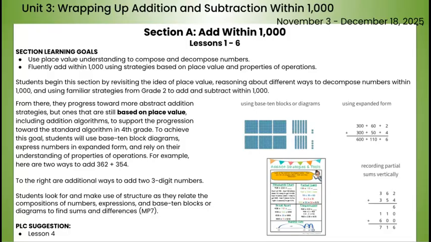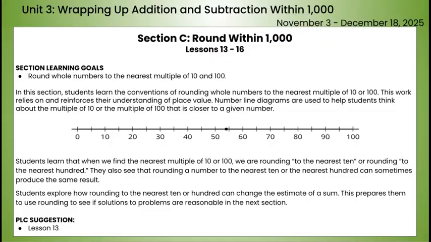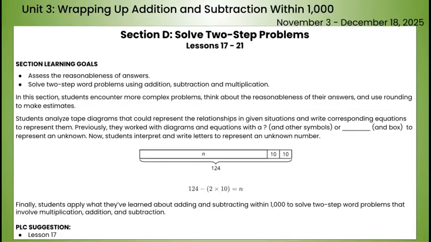Here's the summary for Section A, in which all of the lessons teach addition. The Section B summary highlights subtraction strategies. The Section C summary briefly explains how rounding will be used as an estimation strategy to support sense making as well as adding and subtracting within 1,000 during the unit, while Section D highlights what to expect during instruction of two-step word problems.